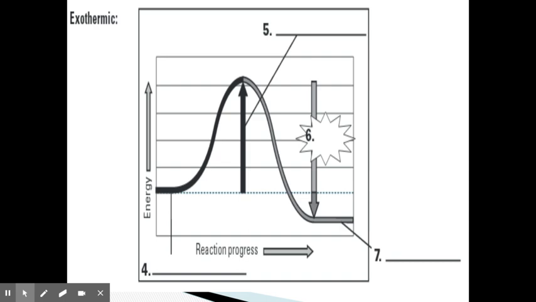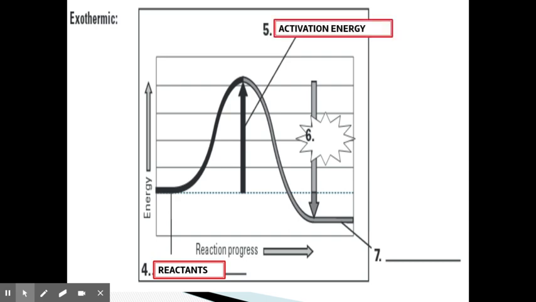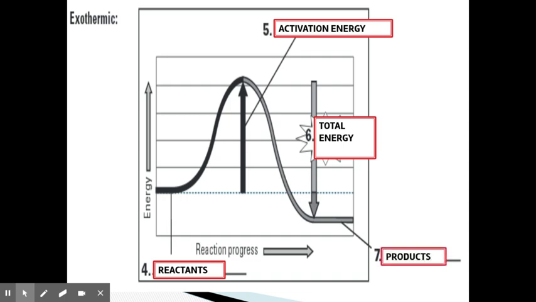So there's two types of reactions. There's an exothermic reaction, and AP wants you to be able to read the components of an exothermic reaction graph. You can see that the reaction progresses from left to right. Spot 4 would represent the reactants in the reaction. 5 is the activation energy. I'll talk more about that in a second. 6 is the total energy released. And then 7 represents the products. You can see that the products are lower than they were at the beginning in the graph. That's because energy is released.